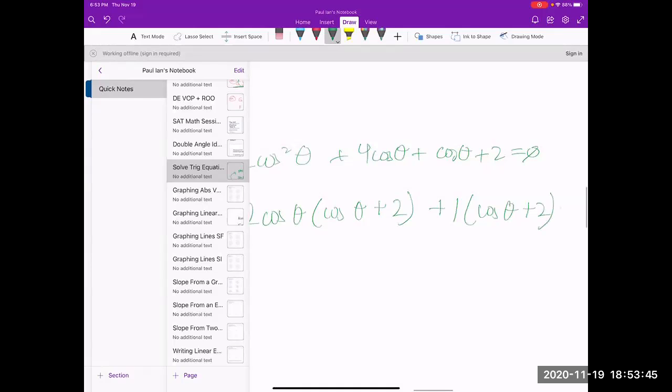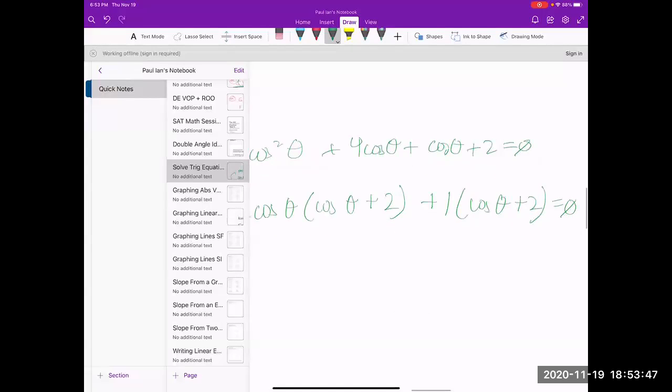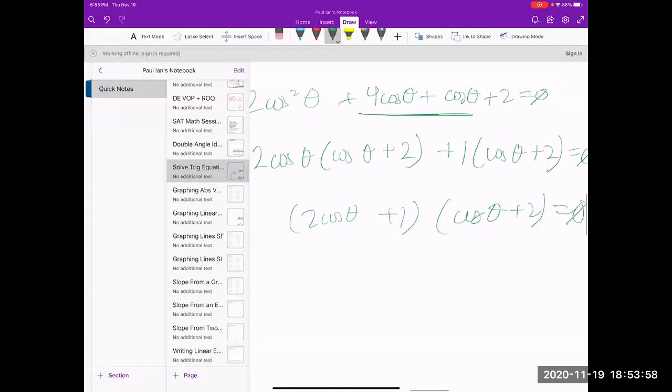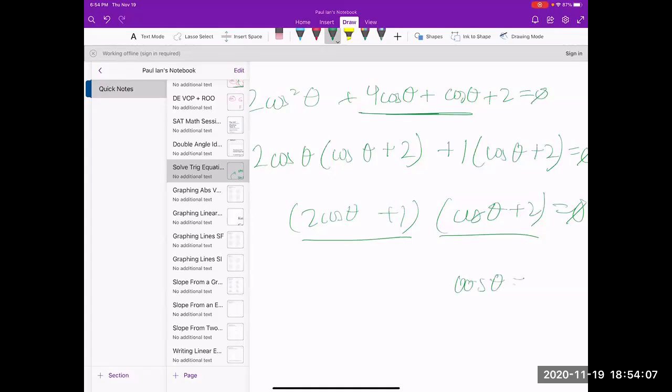Not like this way, but in algebra when you had to complete and find a way, you have to split the middle here so that you can actually do the factoring. So it's like cosine theta plus 1, cosine theta plus 2. And then here you go. You have 2 things being multiplied, so you can technically get the same answer. So cosine theta equals -2. But this one is cosine theta equals -1/2.